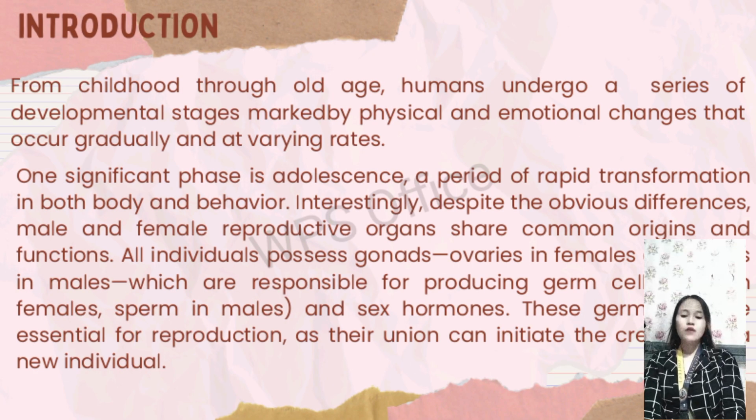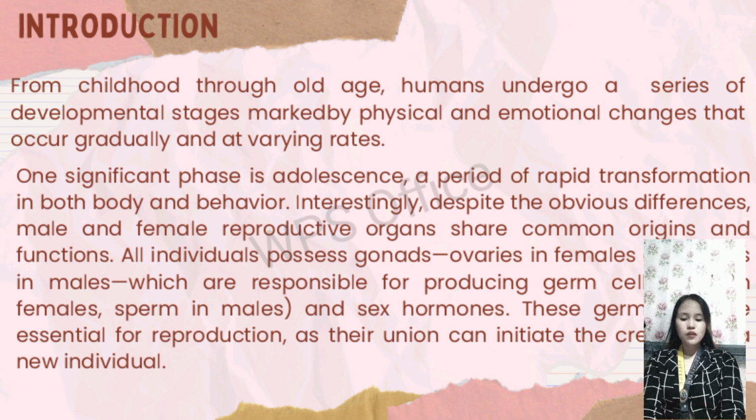Introduction. From childhood to old age, humans undergo a series of developmental stages marked by physical and emotional changes that occur gradually and at varying rates. One significant phase is adolescence, a period of rapid transformation in both body and behavior. Interestingly, despite the obvious differences, male and female reproductive organs share common origins and functions.